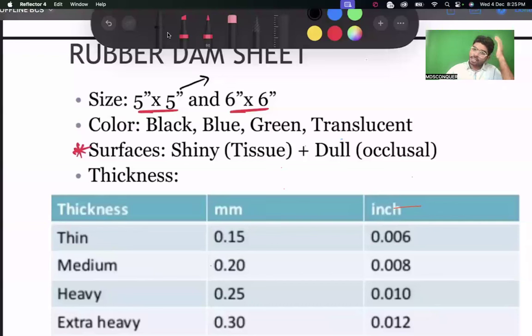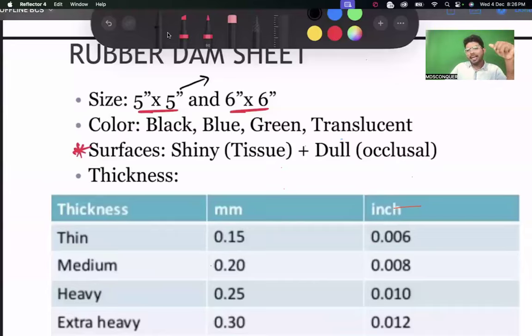The shiny side is placed towards the tissue, whereas the dull side is placed towards the occlusal surface. Because if the shiny side is placed towards the occlusal surface, it's going to reflect the light and obstruct your vision. Thickness, both in inches and millimeters, is very, very important.